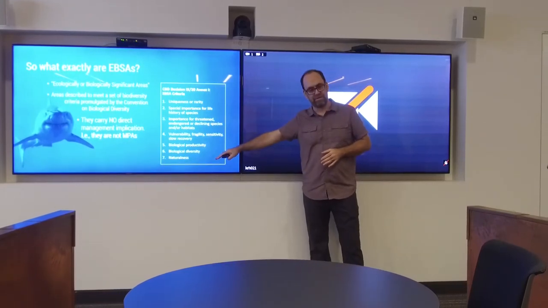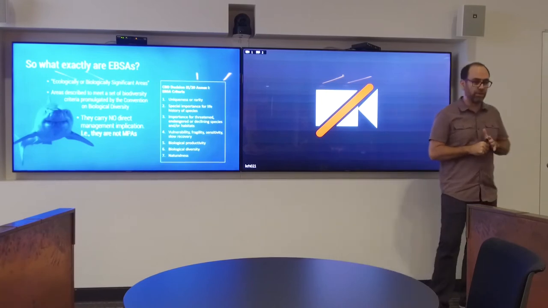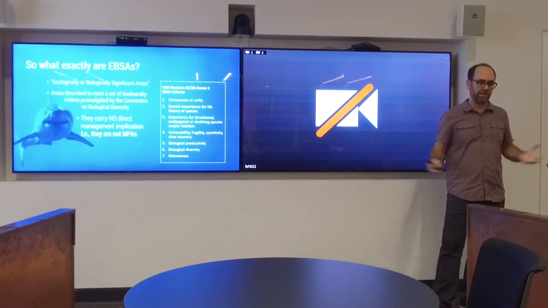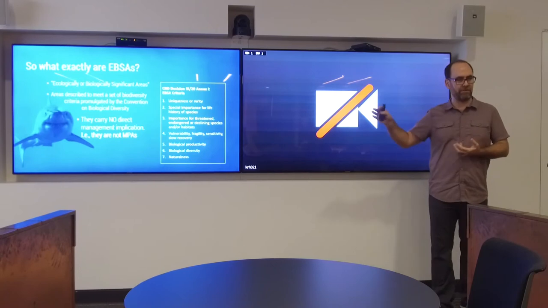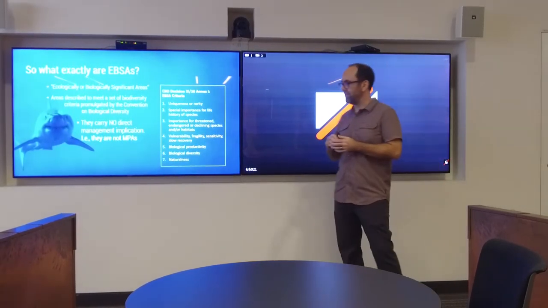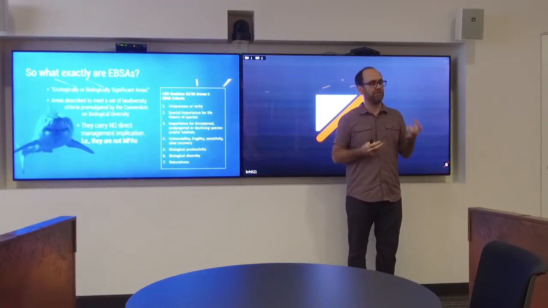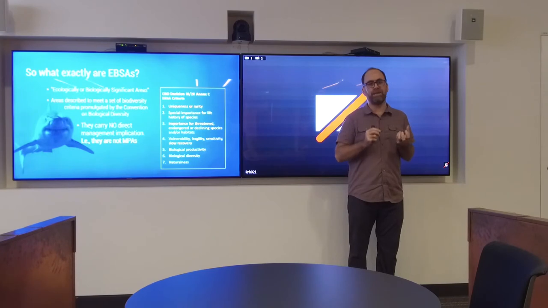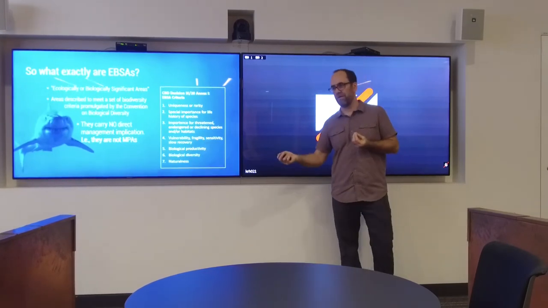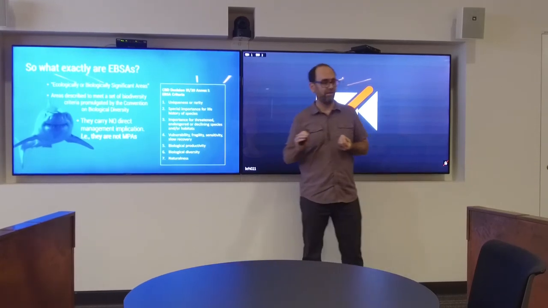This is the criteria suite that they use to identify EBSAs. They went through a really extended process of pulling together criteria suites and thinking about them to develop these. They're meant to be very high level and basically incorporate other criteria suites, because they knew that they didn't have management notification themselves, and it was only in their ability to relate to another criteria suite that they would be used. So these are super general for that reason.